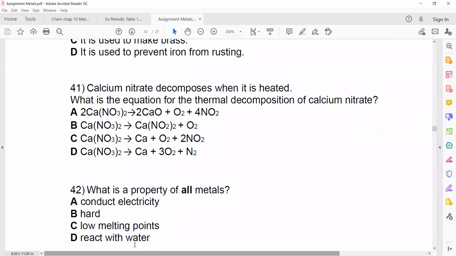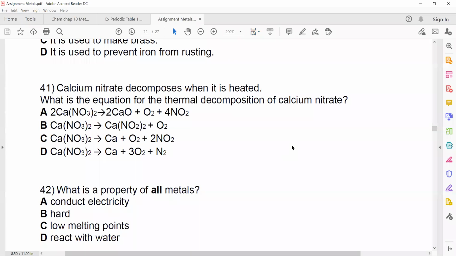Question 41. Calcium nitrate decomposes when it is heated. What is the equation for the thermal decomposition of calcium nitrate?